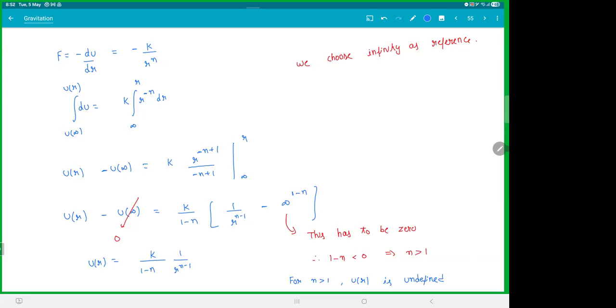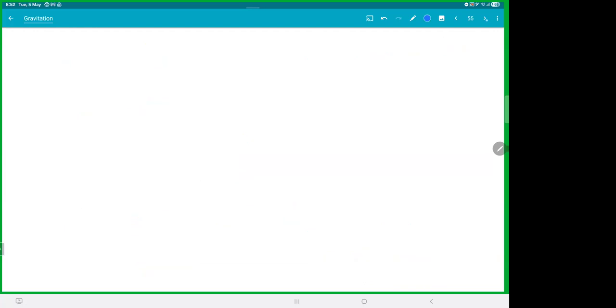Any doubts till this page, please ask me. So one condition is n greater than 1. Next thing, what is the total energy? Total energy is kinetic plus potential.